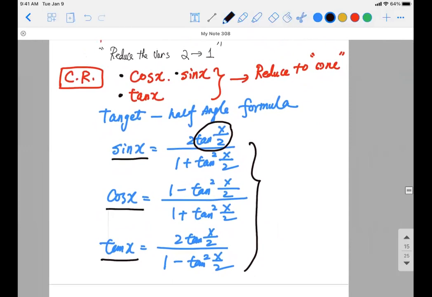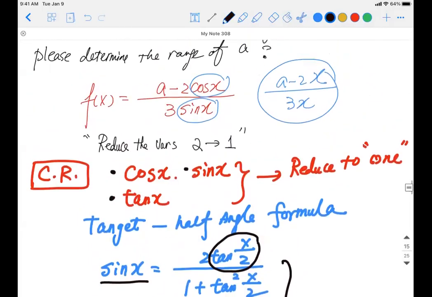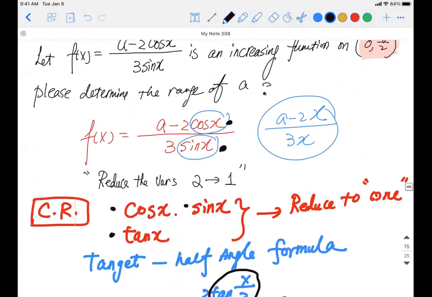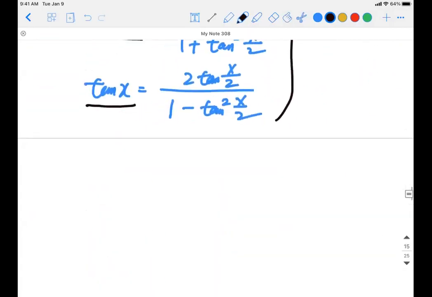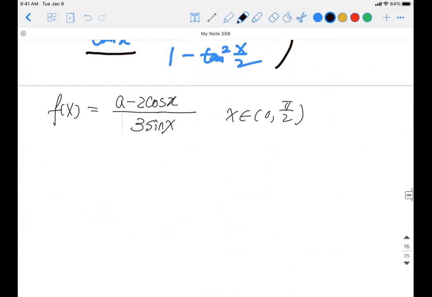So far, so good? Just try to remember this. There's nothing really tricky. Because as long as you do this, all the sine and all the cosine are going to be reduced just into tangent half angle. There's only one variable that you'll be able to do your calculation with. So what we're going to do is, f(x) is what? Still remember? A minus 2 cosine x, 3 sine x, right? x is between 0 and pi over 2. So we're going to switch it using the tangent half angle formula.